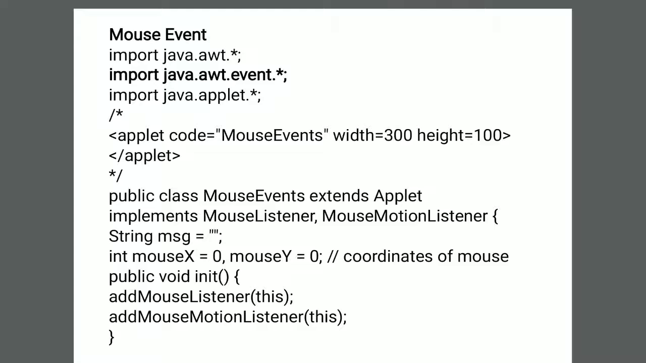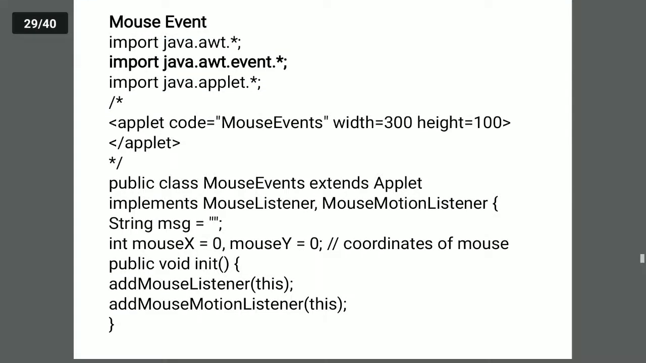Next, we write public class MouseEvent extends Applet. All the event classes must be subclasses of the class called Applet, because we are implementing this event with the help of the Applet class. Now MouseEvent is a subclass of the class called Applet. Here we are implementing all the events with respect to the mouse. For that reason, after Applet we write implements MouseListener and MouseMotionListener. So we are implementing both interfaces.